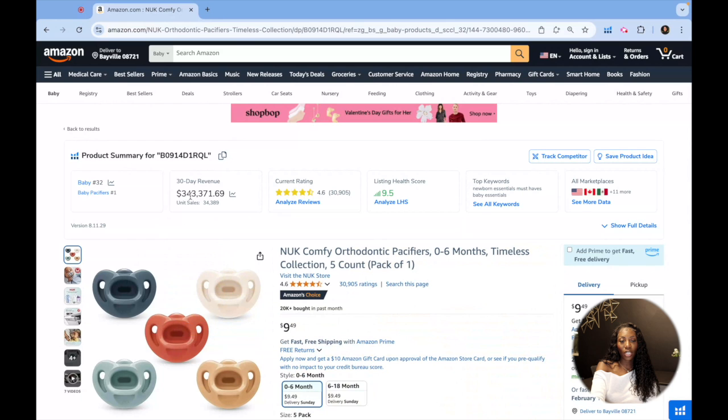They're doing $343,000 a month in sales, very solid. Unit sales, they're doing over 34,000 sales every single month. Their current rating is a 4.6, which is very solid, over almost 31,000 reviews, 9.5 for their listing health score. The keywords are right here and the marketplaces are over here as well.